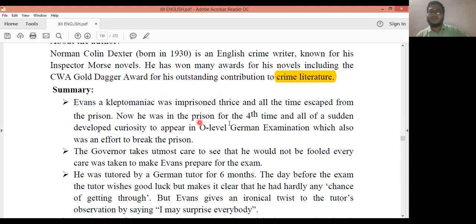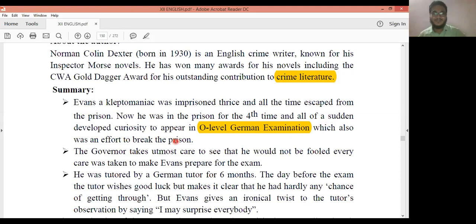Now he is in prison for the 4th time, and all of a sudden develops a curiosity to appear for the O-level German examination. So he has developed this curiosity for the O-level German examination, which was also an effort to break out of prison. So this was a beginning or a trial to get out of prison. Okay, so the O-level German course was just an initiative or a plan or beginning to get out of the jail.